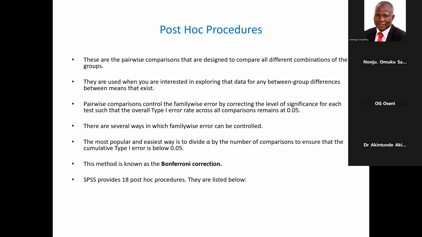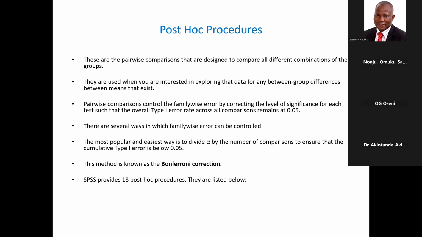These post hoc tests are pairwise comparisons designed to compare all different combinations of the groups. That is, we have 3 groups now, as in the example we started discussing. There are 3 ways you can pair 3 things. If they are A, B, C, A and B is a pair, A and C is a pair, B and C is a pair. So we pair them as if you are doing a t-test for each pair, and you have adjusted for the family-wise error.